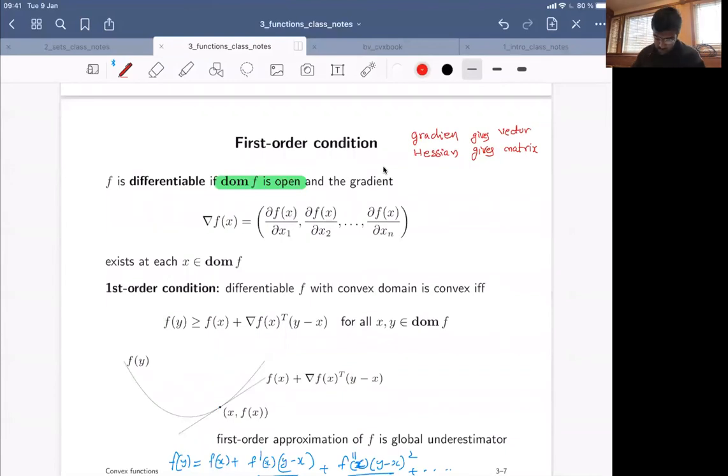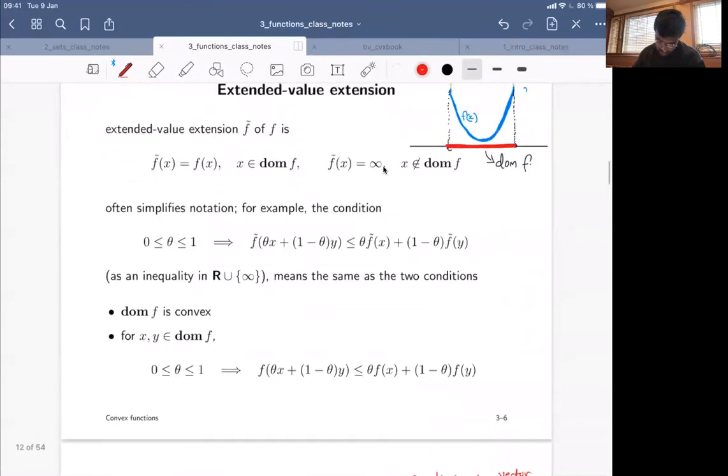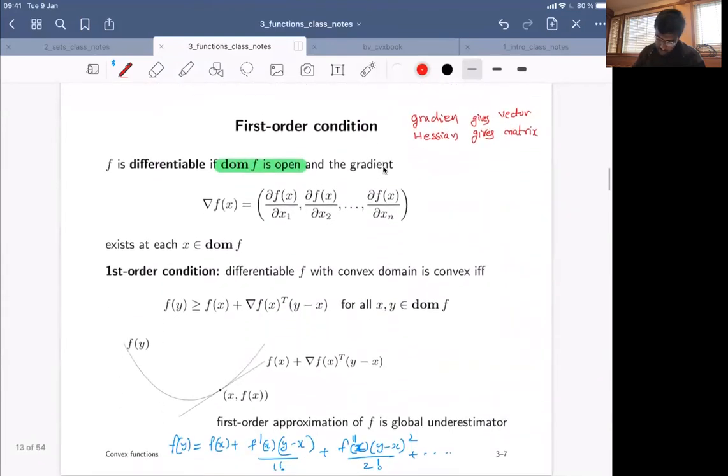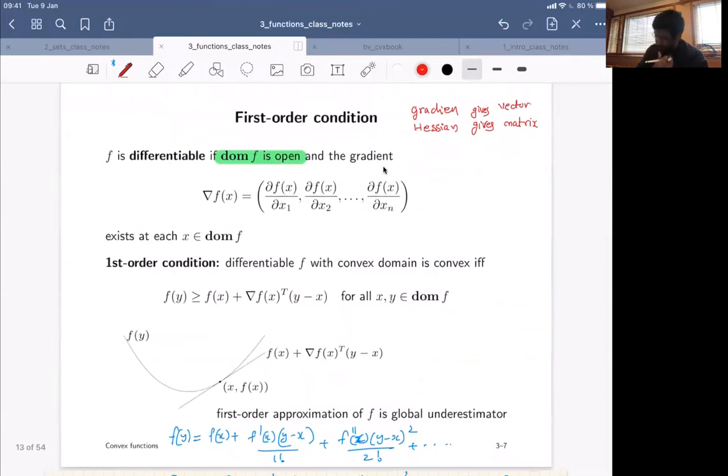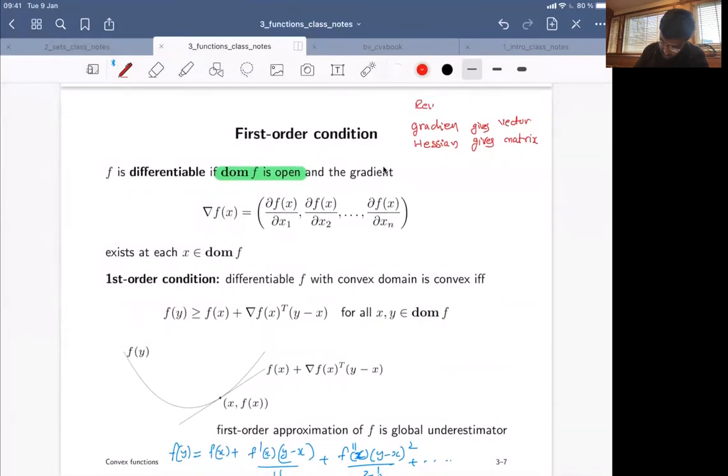will continue. So next, we saw what is extended value, then next is the first order condition. So we have first order and second order conditions related to convexity. Here, I will ask you to revise these two topics, gradient and Hessian.